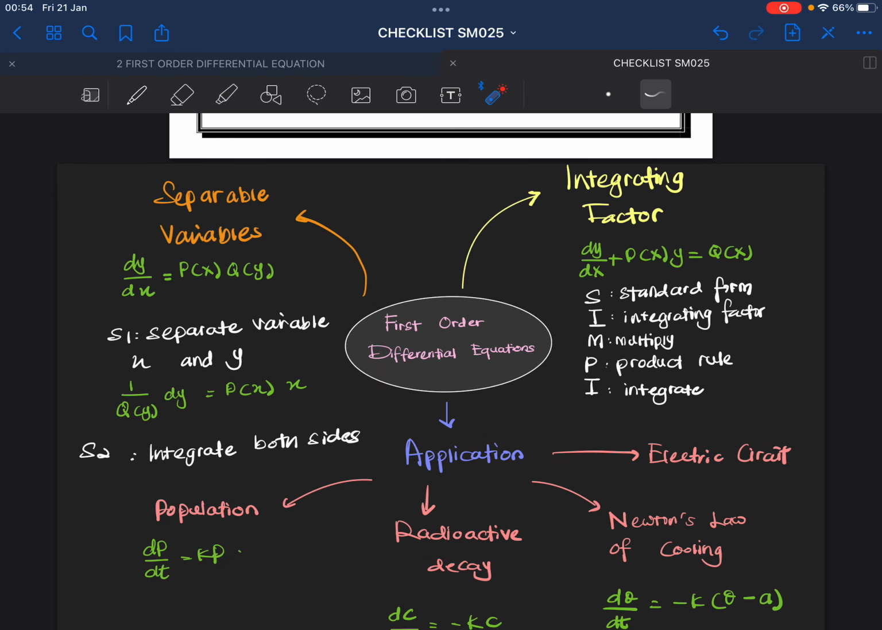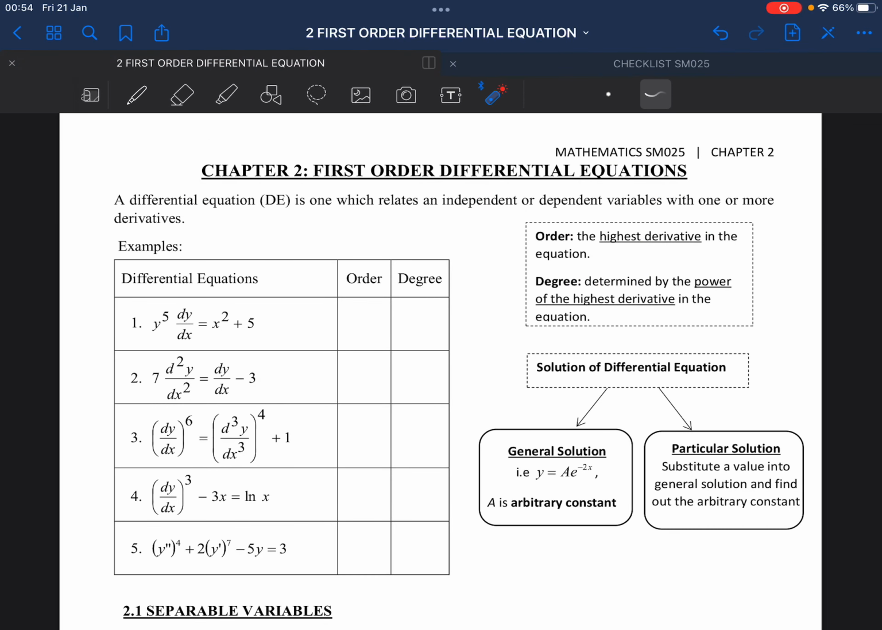Okay, so now let's go straight to the notes here. So what is a differential equation? As you can see from here, it is one which relates independent or dependent variables with one or more derivatives. That means in one equation there can be one or more derivatives. Let's see example 2 here. We have d2y over dx squared, that means your second derivative, and we also have dy over dx. So this is what we call a differential equation.